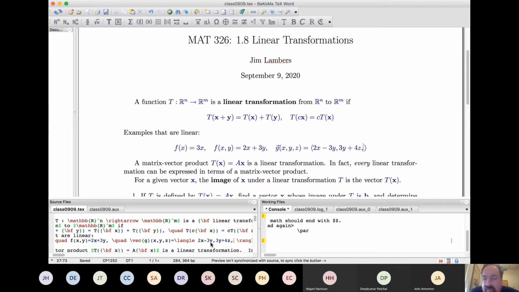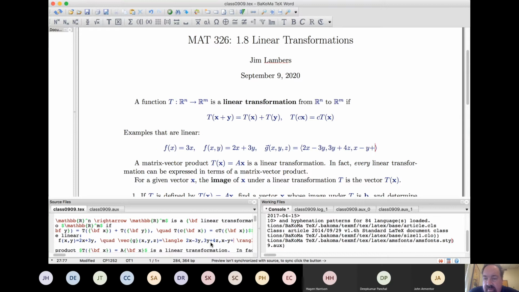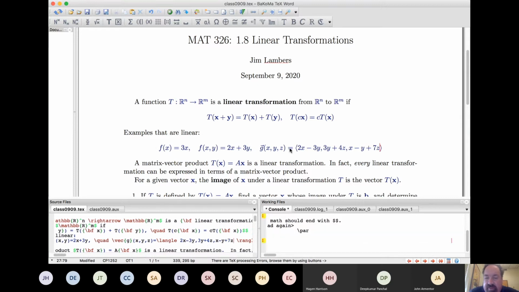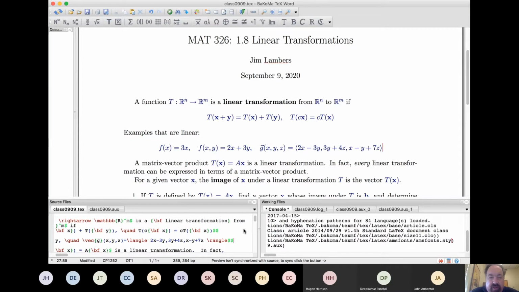Right. Let's see. All right. So here we have an example of a function that has 3 inputs x, y, z, and 3 outputs, which are the components of this vector, and here we have these 3 component functions that are all linear functions of x, y, and z. So those are all linear.